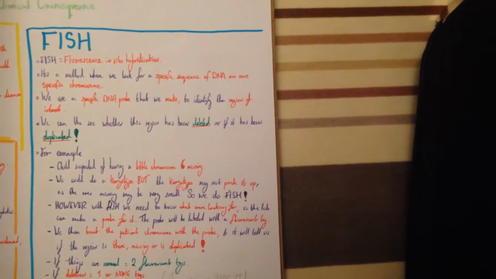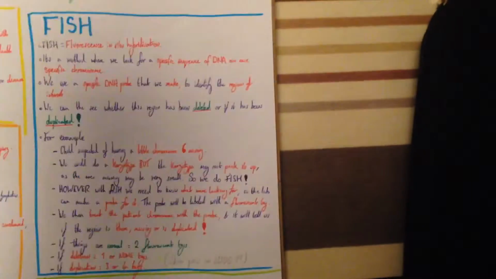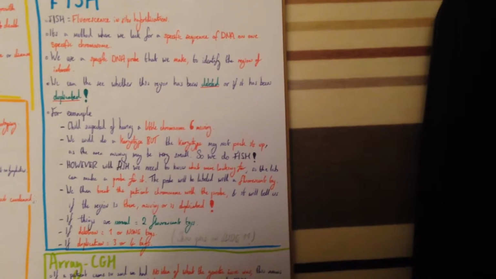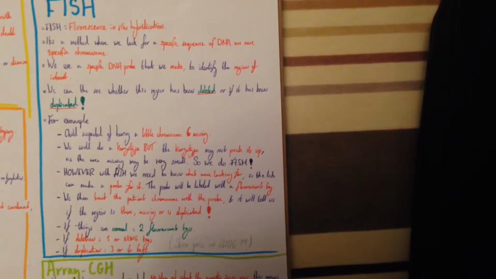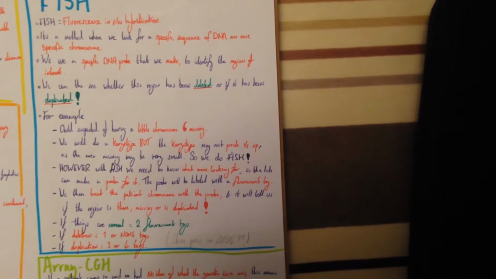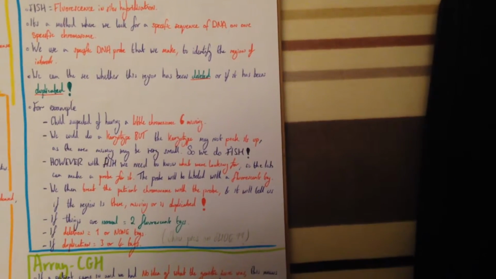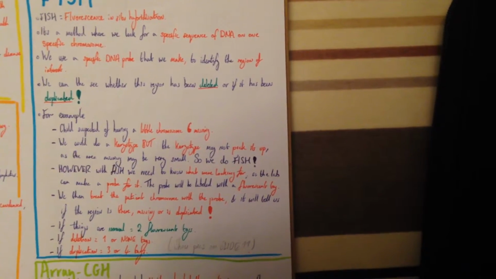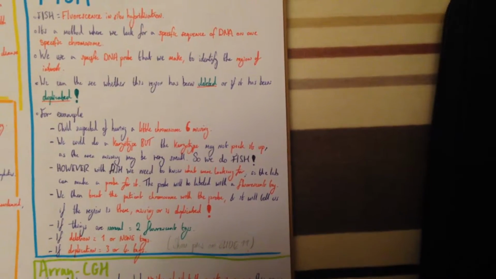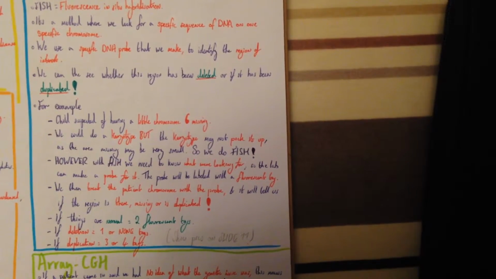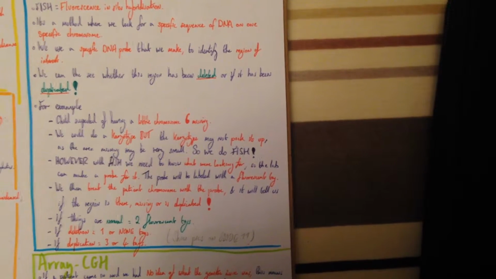And we'll show this in a picture if I can get it up. So, for example, there's a child suspected of having a little of chromosome 6 missing. We would do a karyotype, but the karyotype may not pick it up, as the area missing may be very small. So instead we do a FISH. However, with FISH, we need to know what we are looking for. We need to know the exact location in the chromosome, so the lab can make a probe for it.